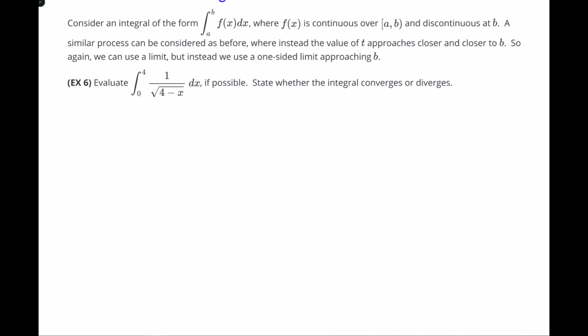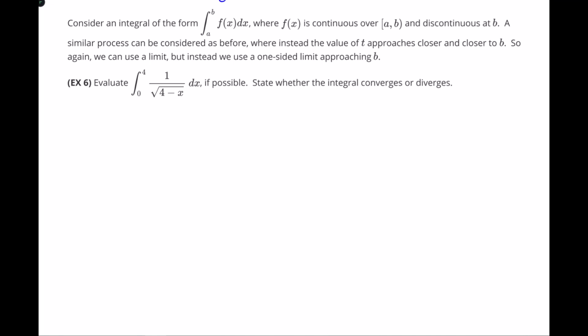Evaluate the integral from 0 to 4 of 1 over the square root of 4 minus x dx, if possible. State whether the integral converges or diverges. Now, the problem with these integrals is that it's not quite as visible that you're dealing with an improper integral. So you have to be very careful.